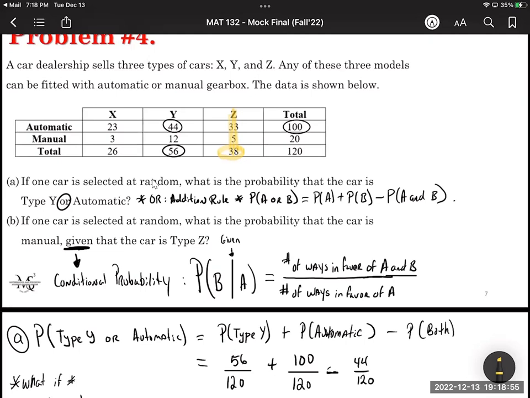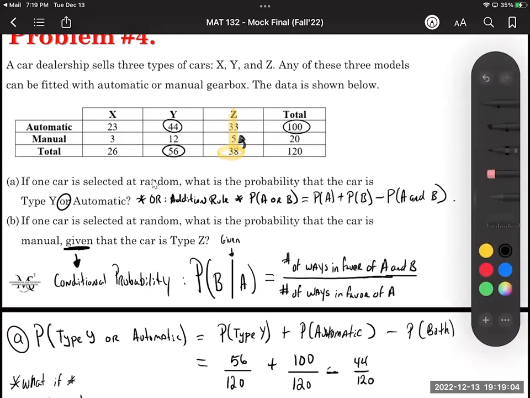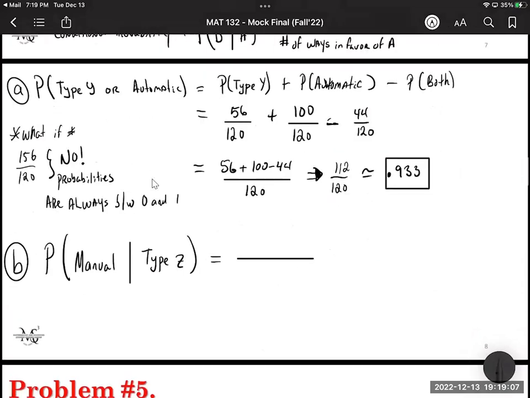You write it as a fraction. Out of the 38 cars, 5 of them are manual, right? So we write it out. We say 5 over 38. And that's it. You can write this as a fraction if you wanted to.